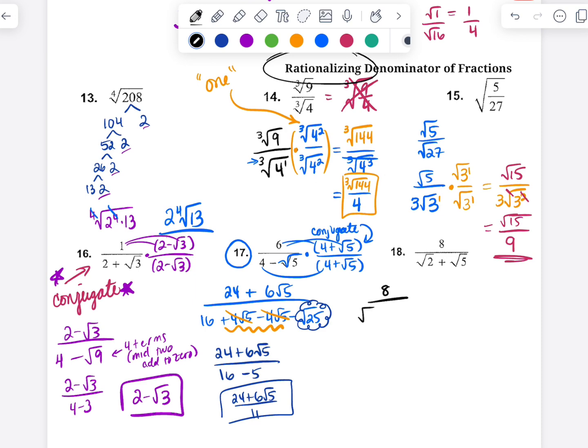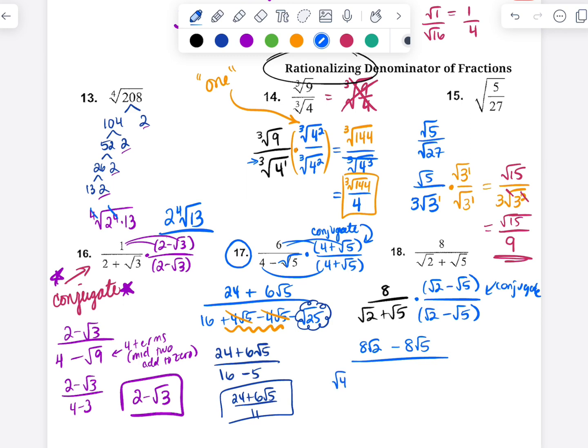So 8 and then root 2 plus root 5, we're going to multiply by the conjugate because we have 2 terms in the denominator. So root 2 minus root 5, root 2 minus root 5, so that's our conjugate. Okay, so I get 8 roots of 2 minus 8 roots of 5, and then I get the square root of 4. I get the negative square root of 10. I get the positive square root of 10. And then I get negative square root of 25.